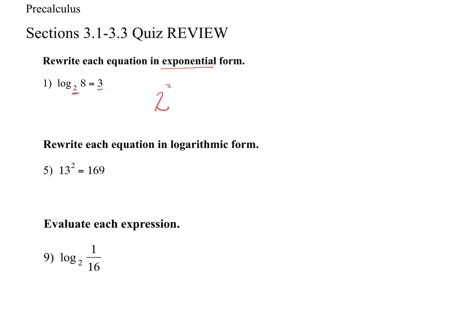So here, the 3 is going to be the exponent. And then the answer, 2 cubed, is going to equal 8. So you're literally just writing it. The base of the log is the base of the exponent. Your answer of the log is the exponent. And then what you're taking the log of becomes your answer.